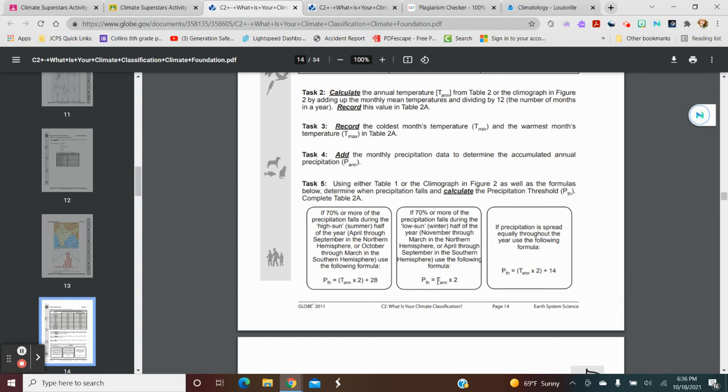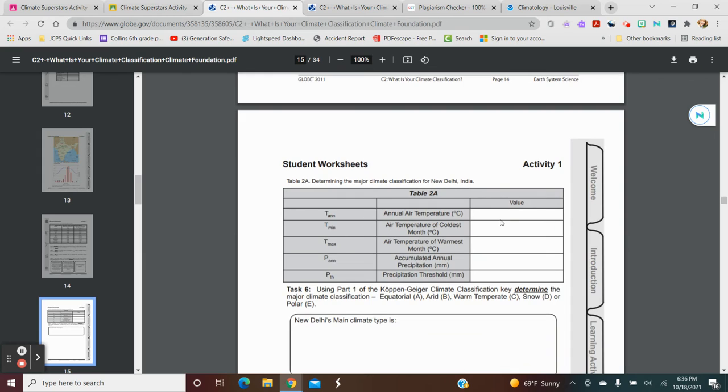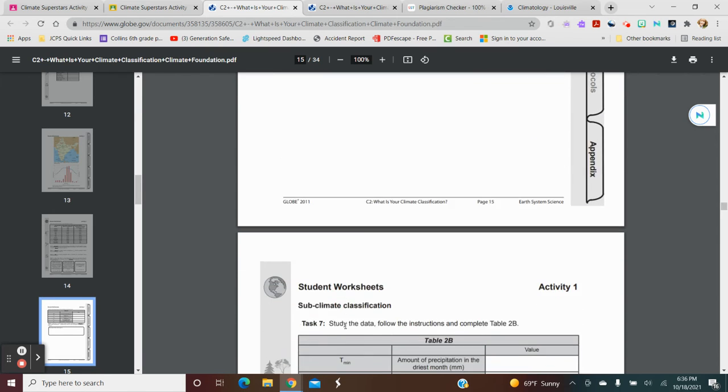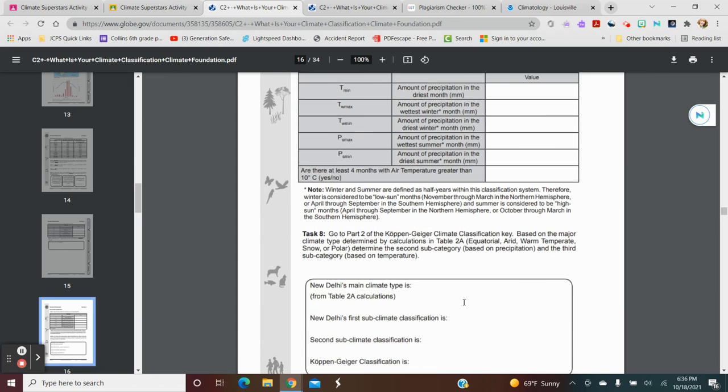Put your precipitation, put your temperature, times 2, however you think it is. You would calculate that. Here's your worksheets. You could figure that out. Annual air temperature, coldest air temperature, warmest air temperature, your precipitation, your threshold. I don't care about New Delhi. I care about Louisville. Then it has your sub-precipitation, and then it tells you how they classify those.